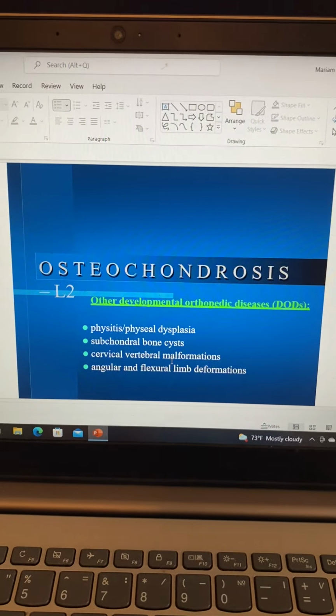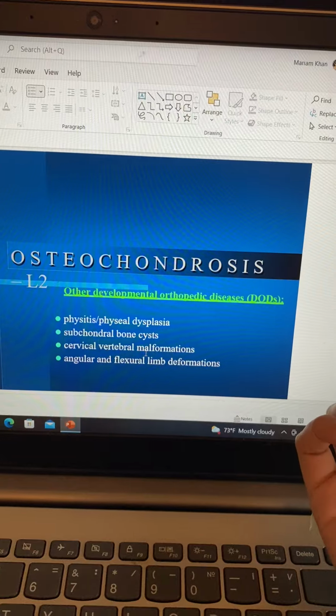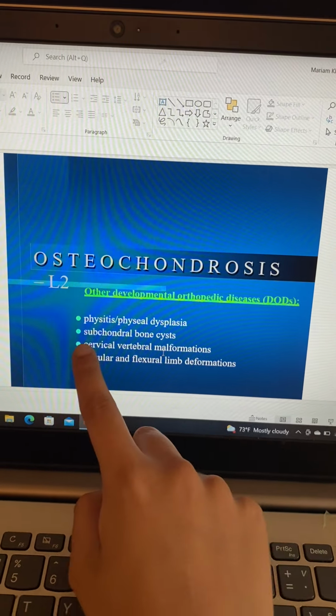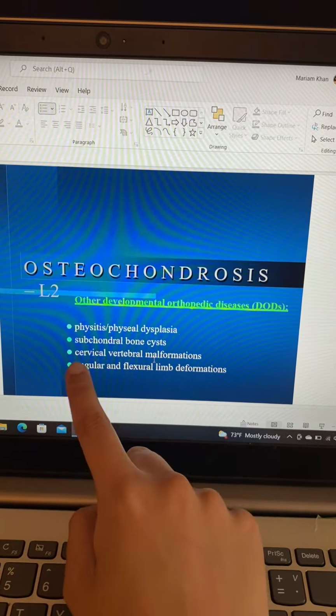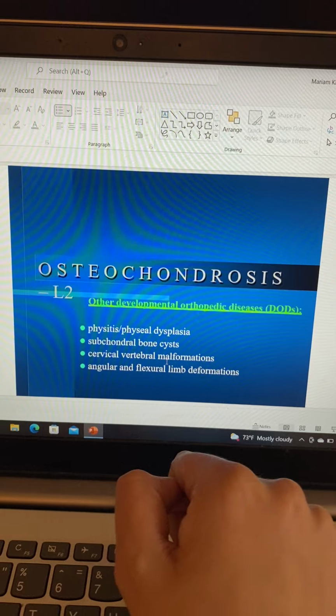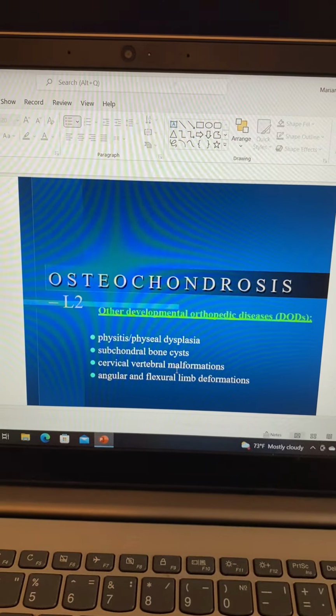Okay, next we have osteochondrosis. Unfortunately, this presentation doesn't have a lot of pictures, so I'll try and make it interesting. These are other developmental orthopedic diseases, so physitis, vertebral dysplasia, subchondral bone cysts, cervical and vertebral malformations, and angular and flexural limb deformations. And we did mention the last one in the previous presentation.